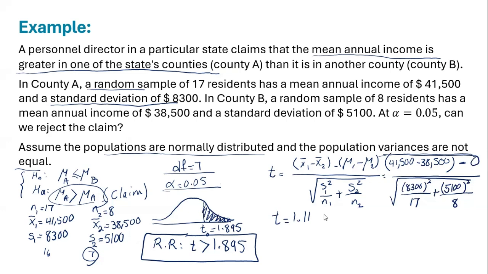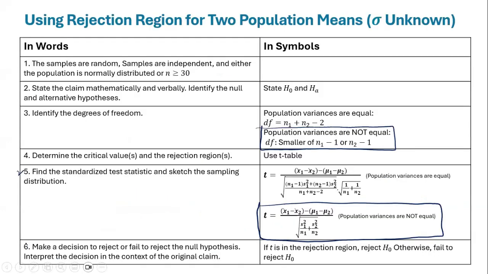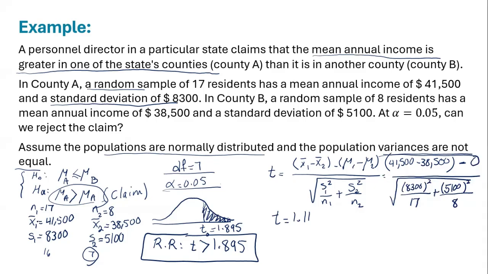After finding the test statistic, now we want to make our decision. For the decision, we need to check if this value is in the rejection region or not. The rejection region tells me the number should be more than 1.8, but this number is not more than 1.8. So it's not in the rejection region. If it's not in the rejection region, we fail to reject the null. If you fail to reject the null, that means you reject the alternative.